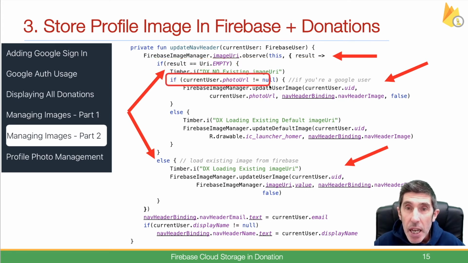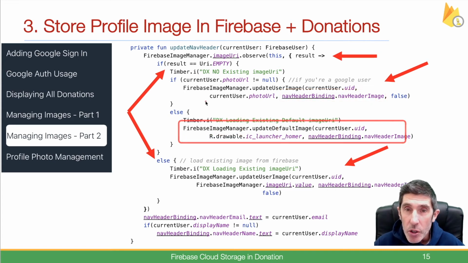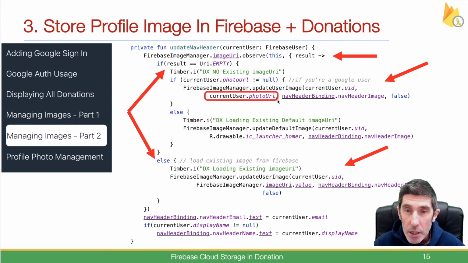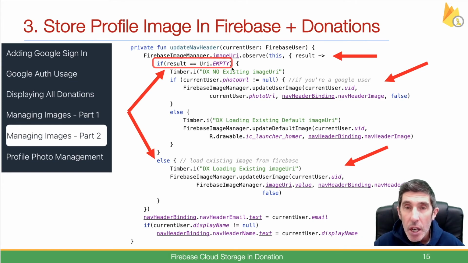Checking to see if there's a photo URL. So is it a Google user? If it is a Google user, update the image with that Google user's, passing in a reference to the nav header image. Otherwise, we update with the default. So we're choosing the user's Google photo. We're choosing the default launcher image if this is the first time that the user's signing in and there's no images in storage already.